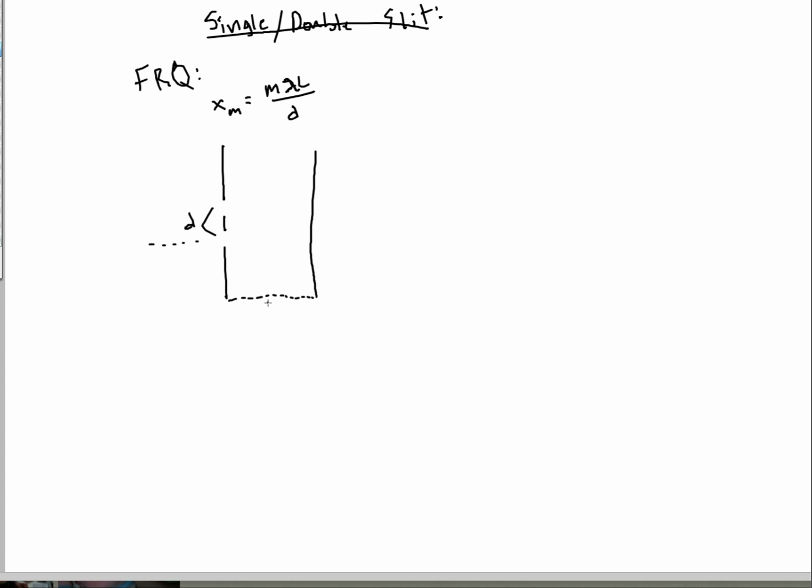And so some possible options that they could do is they could ask you to describe, okay, what happens when you move your viewing screen further away? In other words, you increase L. Well, this x_m, if you were to graph the intensity, then we have a peak intensity in this center, in other words, right here, and then they kind of radiate out.